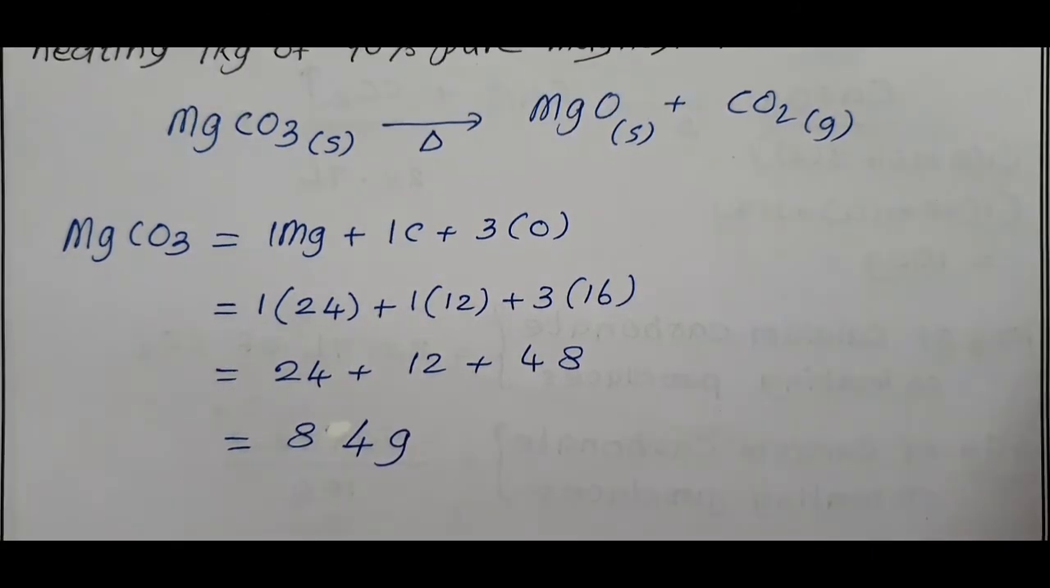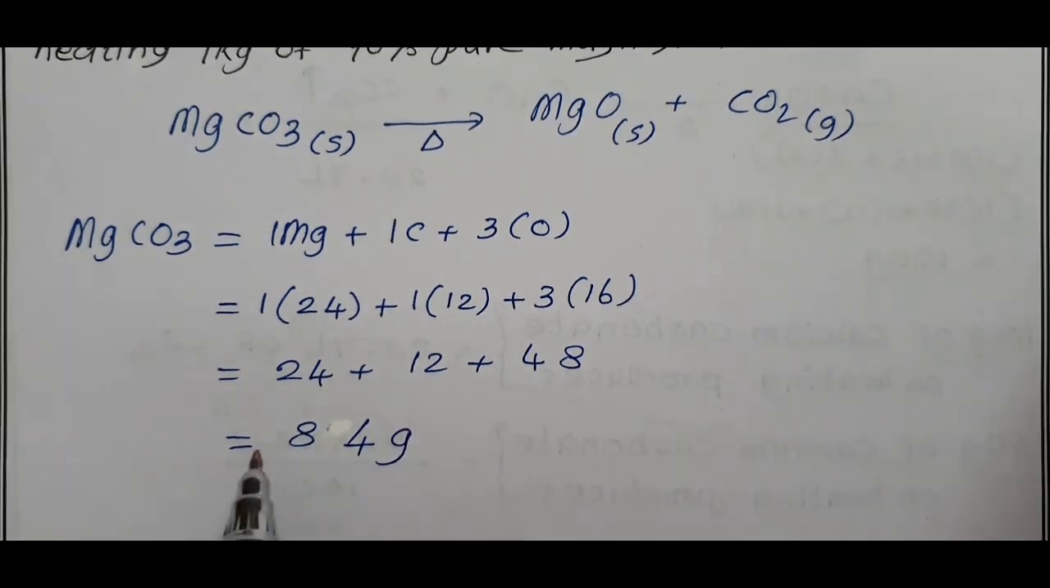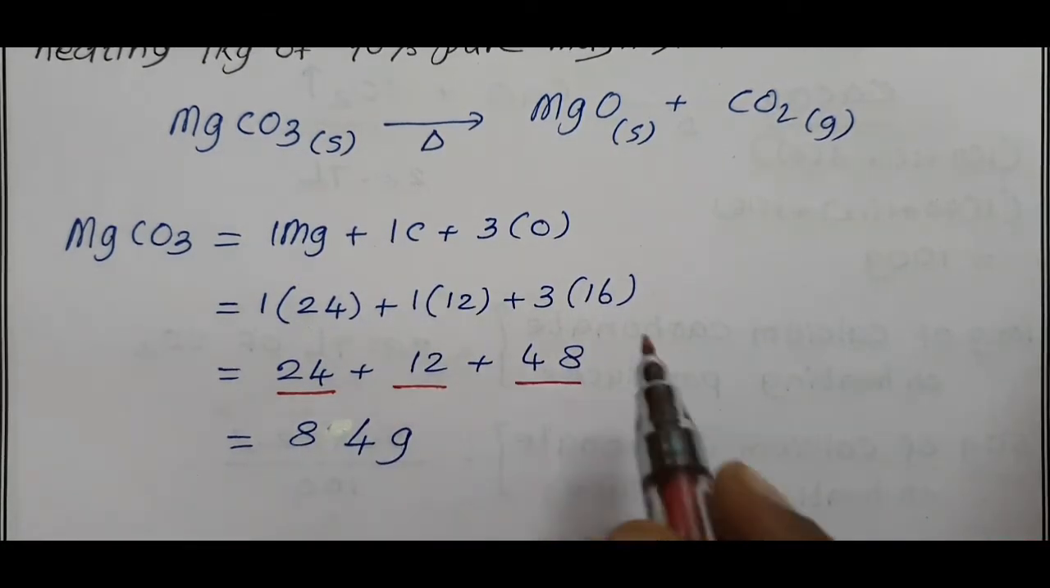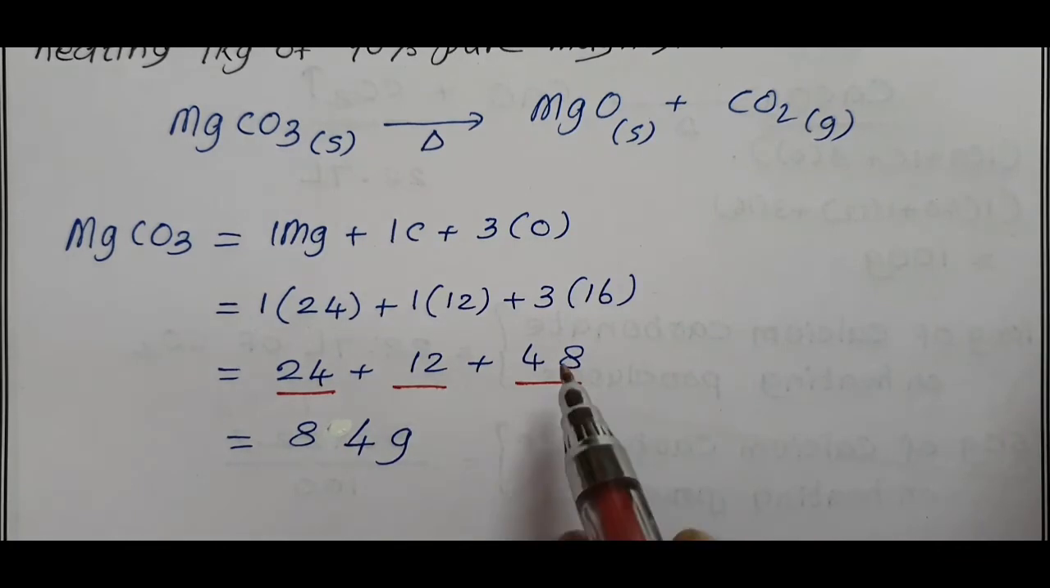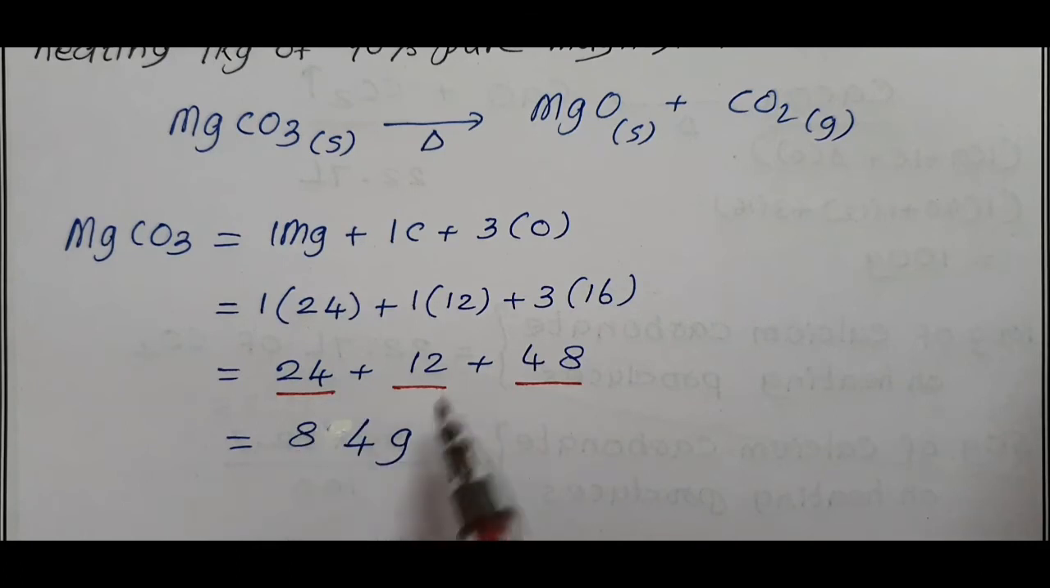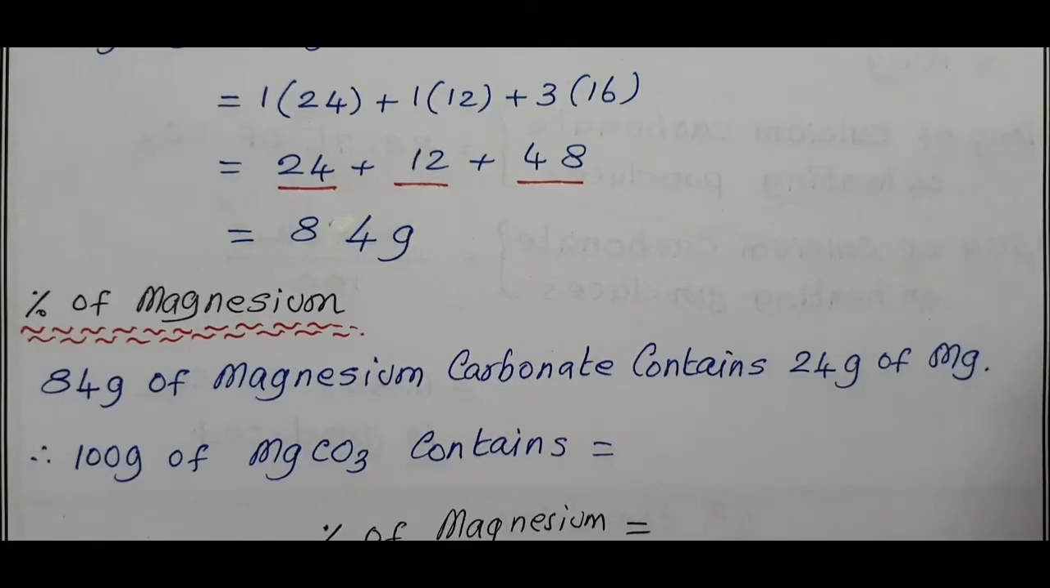84 gram. Remember one thing, 84 gram of magnesium carbonate contains 24 gram of magnesium, 12 gram of carbon, and 3 oxygen, therefore 48 gram of oxygen. When we calculate the percentage of magnesium, carbon and oxygen, these weights are very important. And in the calculation of percentage composition, it is multiplied by 100. Now, first I am going to calculate the percentage of magnesium.